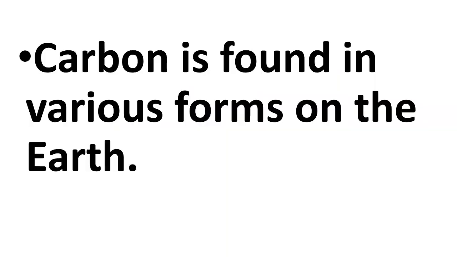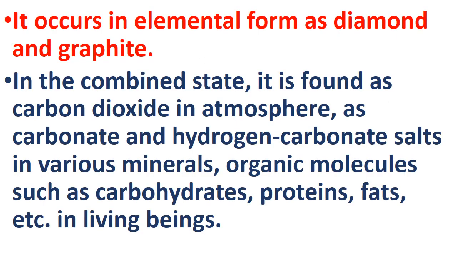Carbon is found in various forms on this planet Earth. Now the question arises, in which form is carbon found? Carbon is basically found in two forms. Number one, elemental form. Number two, combined form. It occurs in elemental form in diamond and graphite.